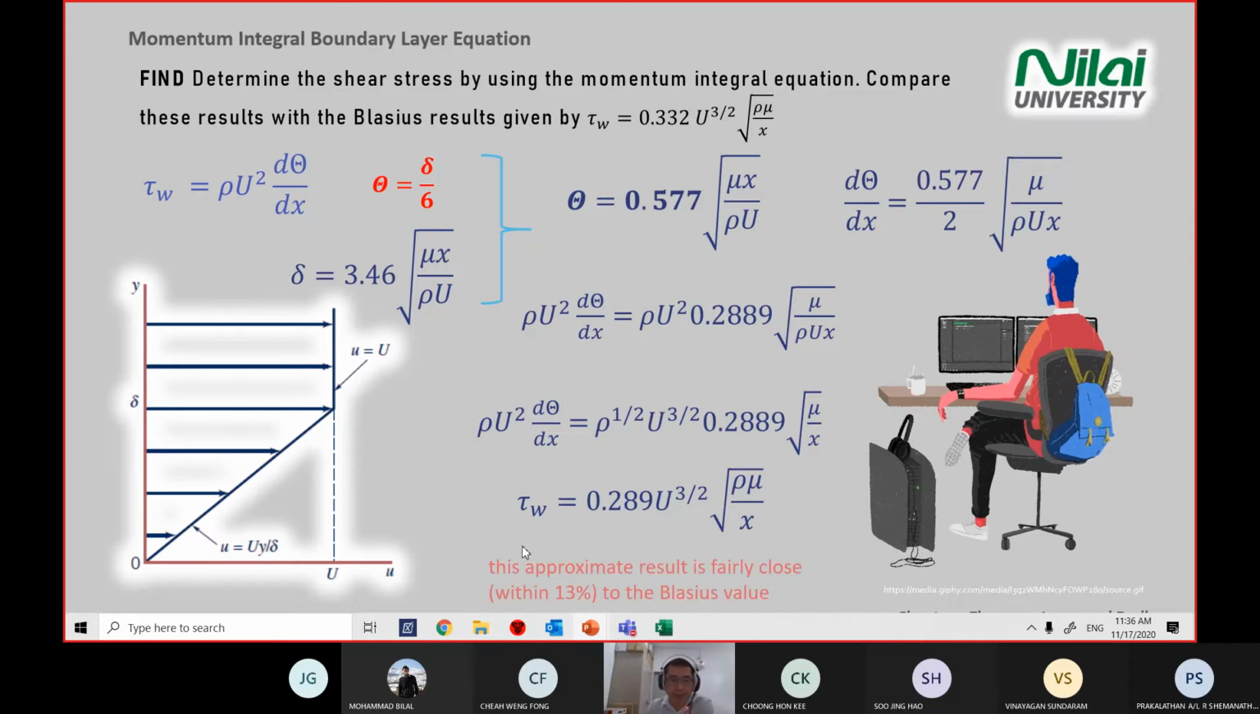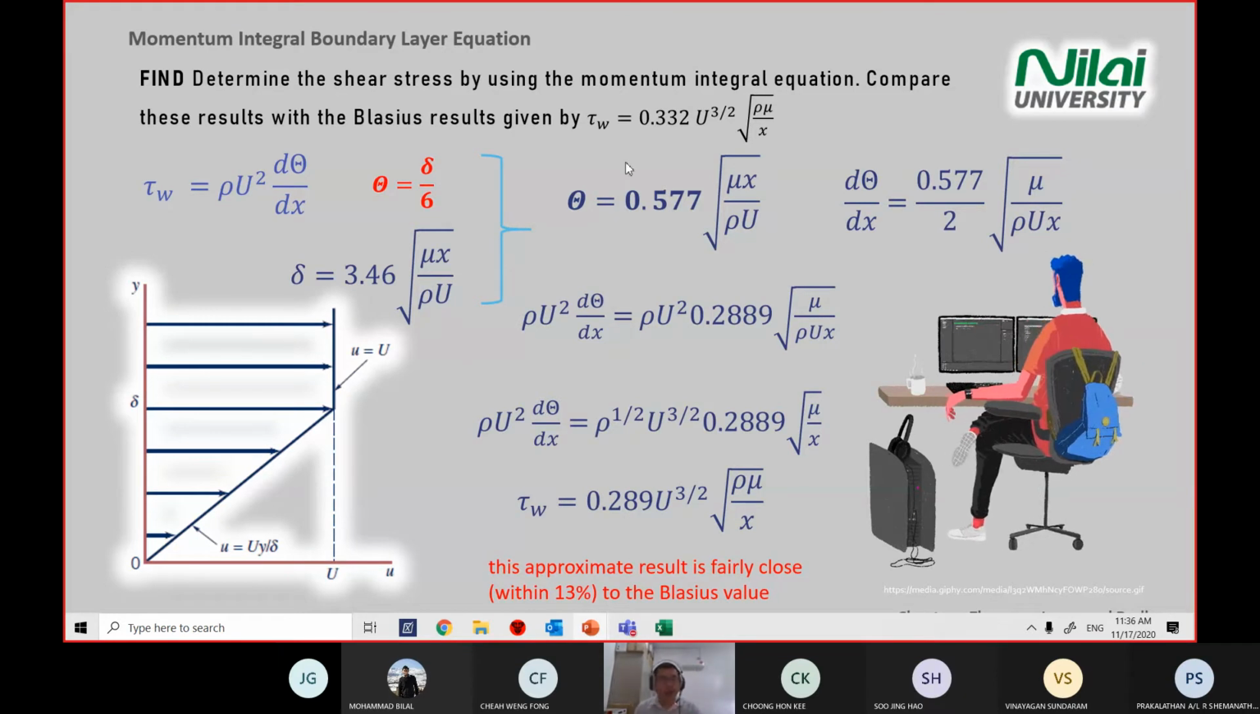Okay. So it's about 13%, if you compare this number to this number. Now, the background of this question was designed to test your understanding and also the application of the momentum integral equation, how you apply it to somebody else's experimental results.